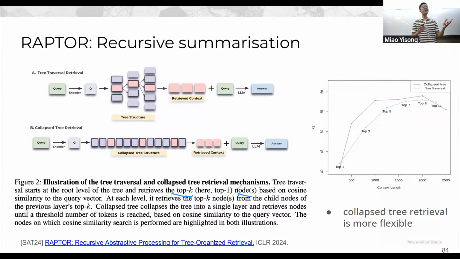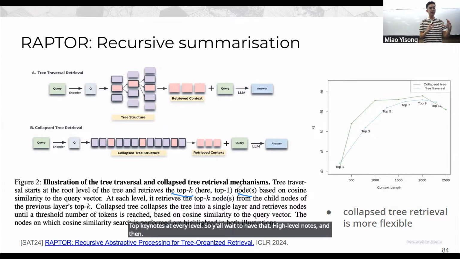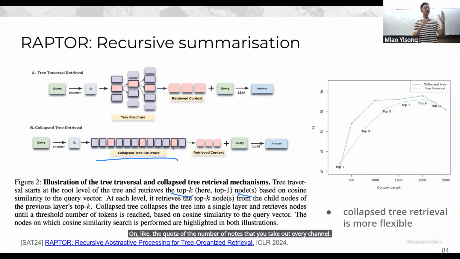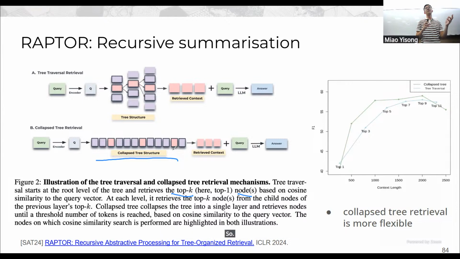So you are going to have an equal number of high level nodes and an equal number of low level nodes. And in collapse tree retrieval, you are just going to collapse the tree. You don't impose any sort of restriction on the quota of the number of nodes that you take from every level. You are just going to take the k most similar nodes in them. So it's going to be a mixture of high level nodes and low level nodes as well.